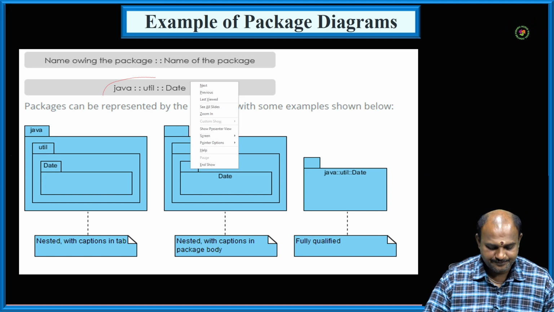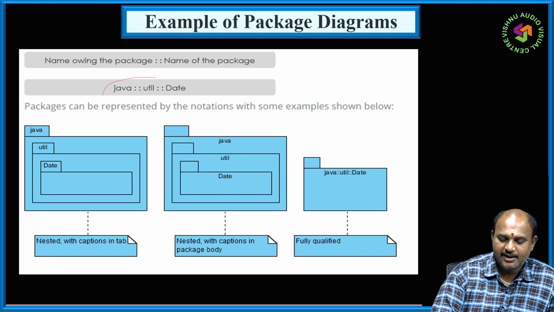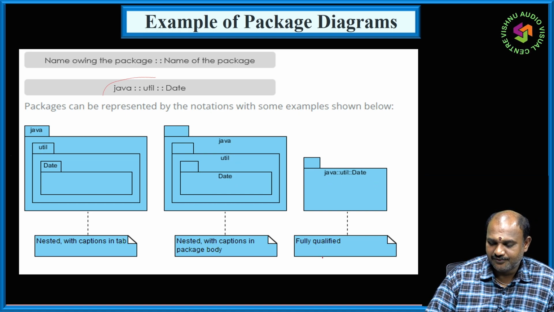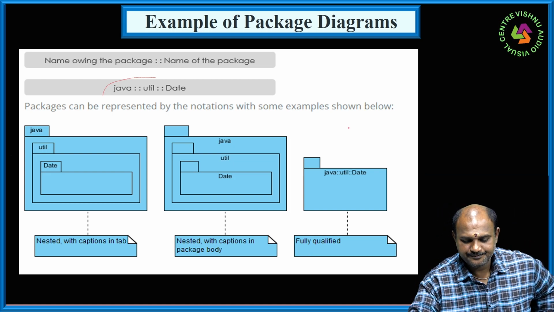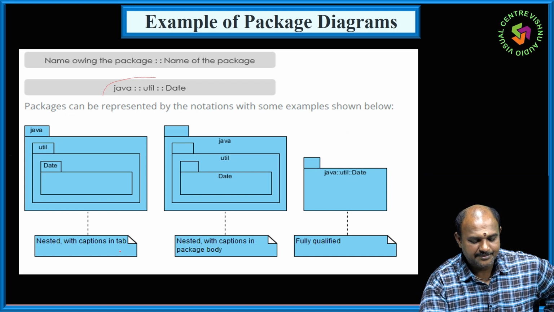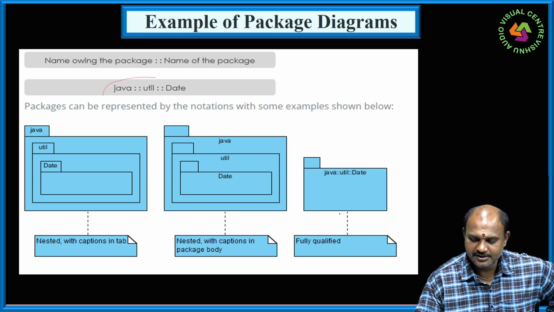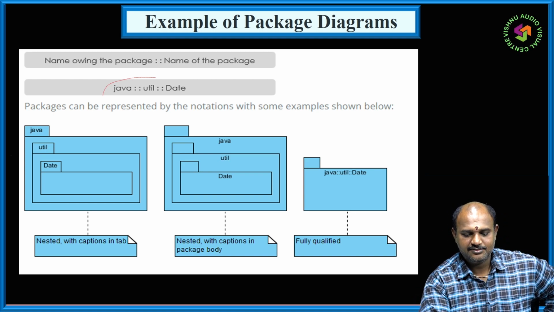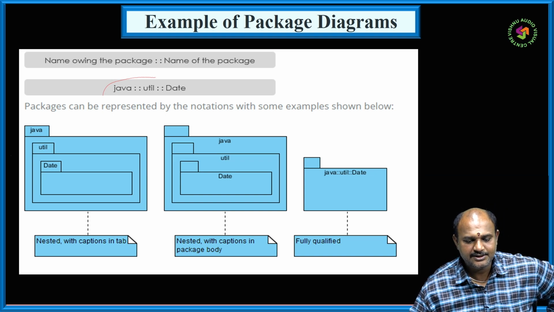Similar way, this is another Java utility data. So Java utility dot data. This is fully qualified. This is nested with the caption in the tab. Here I caption the package body. Similarly, the full file is the entire package. This we can directly use in our project. So this is a way of representing the package. This is very easy to understand for package notations.